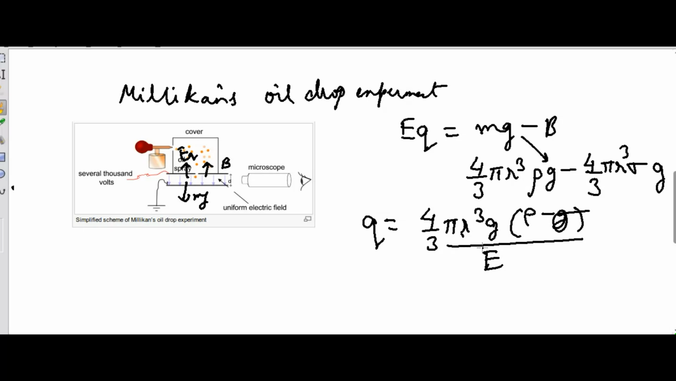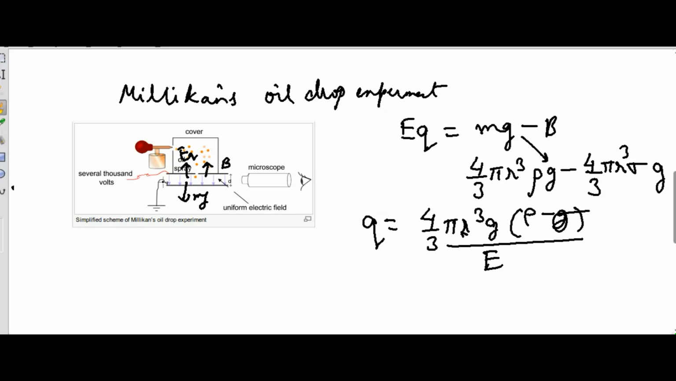So how do I find r? The only variable left is r. So how can I find the value of r? The value of r can be found using the concept of terminal velocity. To find the value of r, I will now switch off this electric field. Right now, with the electric field switched on, the oil drop is perfectly balanced.